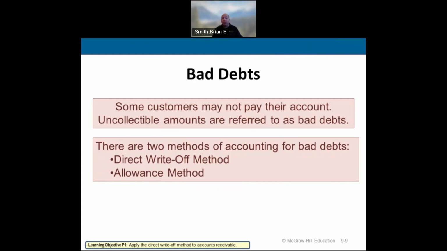So if that's the case, we have two methods of writing off these bad debts: the direct write-off method and the allowance method. Only the allowance method is approved by GAAP, but I'm going to show you the direct write-off method, though I'm not going to spend a whole lot of time on it.